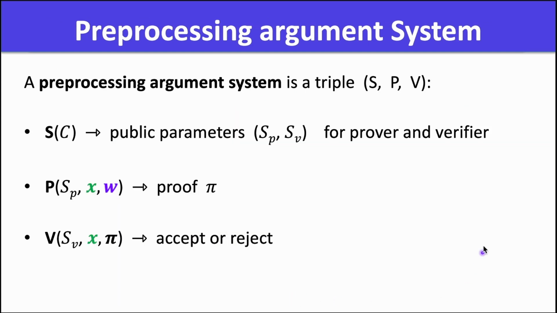So again, just reviewing the syntax for a pre-processing argument system, remember that a pre-processing argument system is made up of three algorithms: the setup algorithm, the prover algorithm, and the verification algorithm. The setup algorithm, as we said, outputs S_p and S_v. The prover will take x and the witness and produce a proof pi, and the verifier will take x and the proof and either accept or reject.